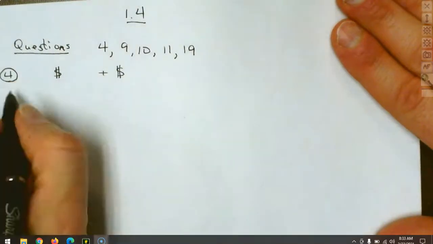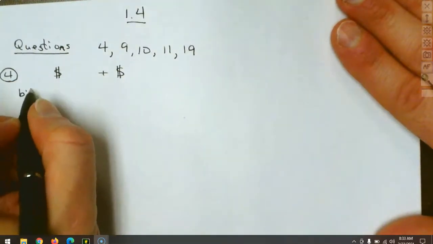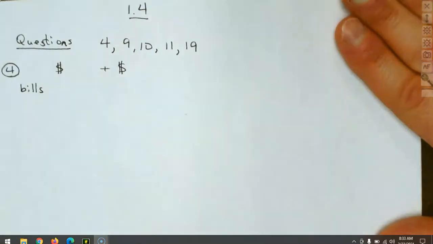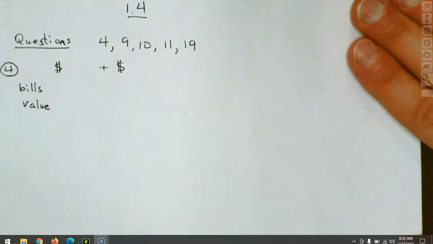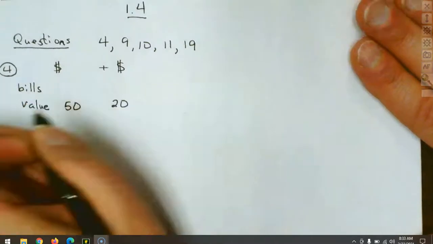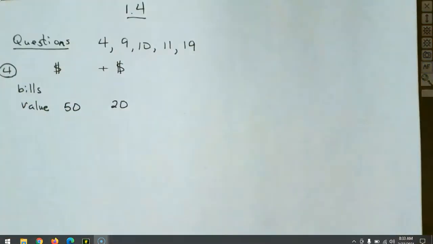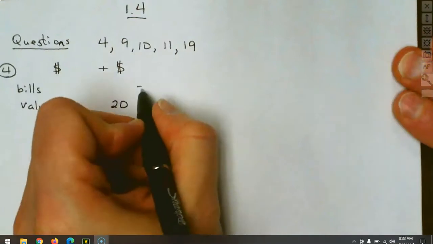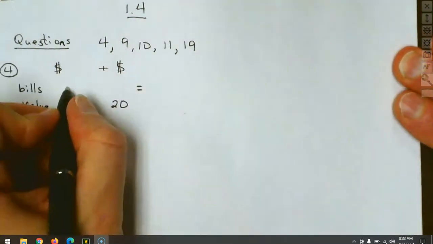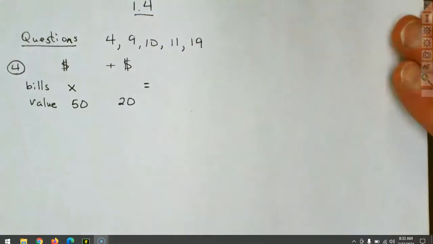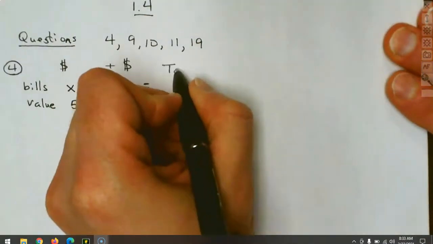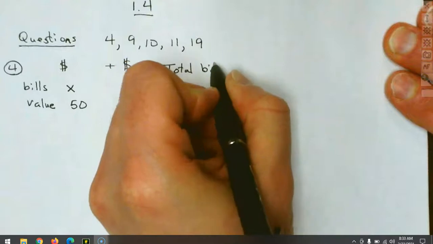So each of these are like your investment questions, except instead of amount of money, we've got number of bills and the value of the bills. And we've got bills that are $50, and we've got some bills that are $20. I'm going to call the $50 bills X because that's what we want to find. Now, how many total bills do we have? Remember, on the right-hand side, we've got a total number of bills, not the value, the total number of bills.